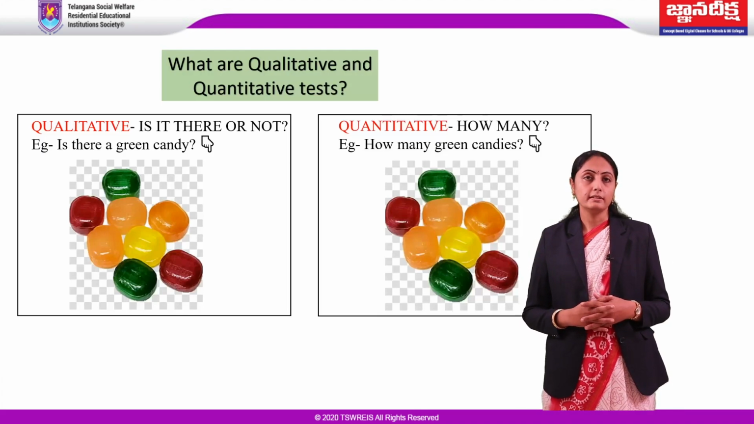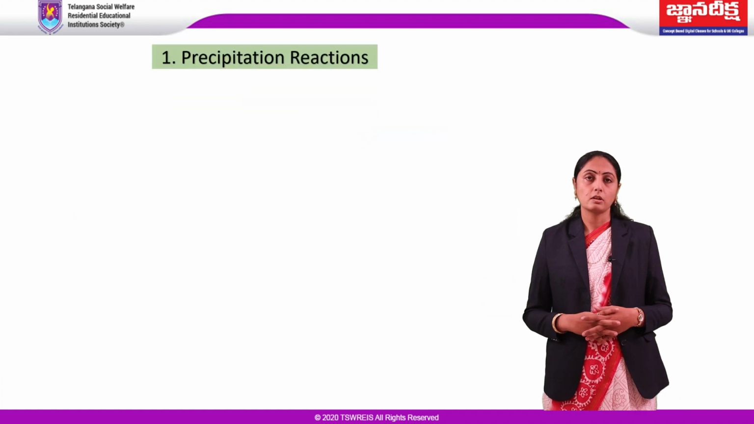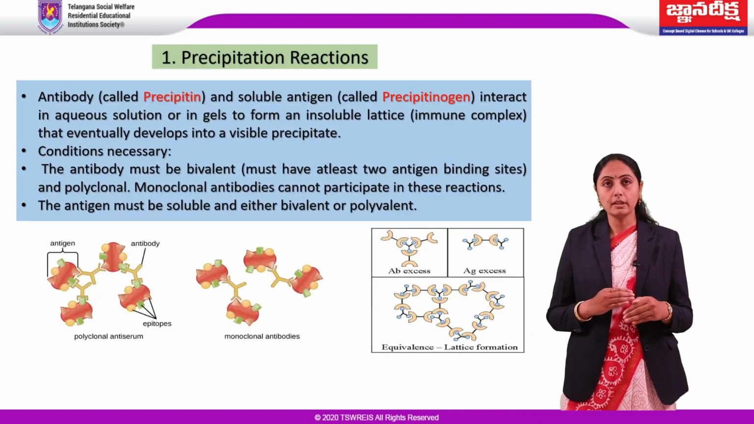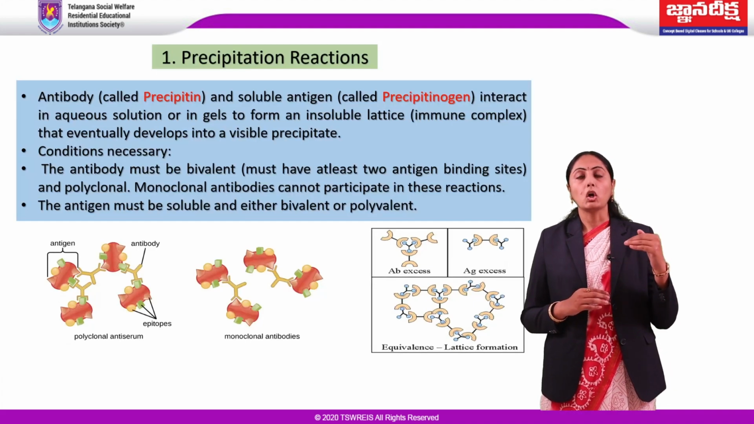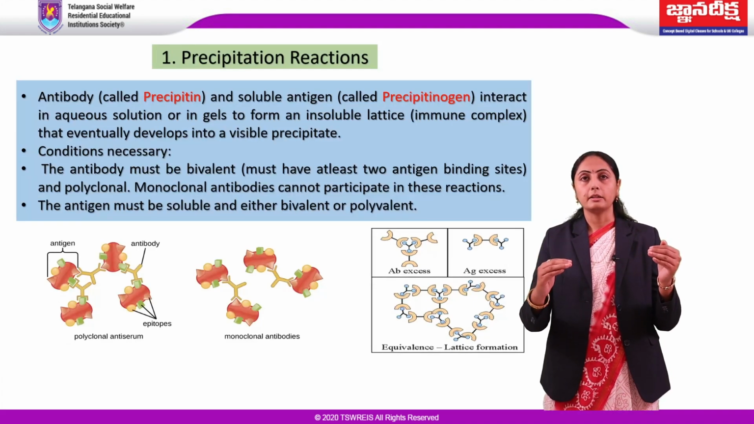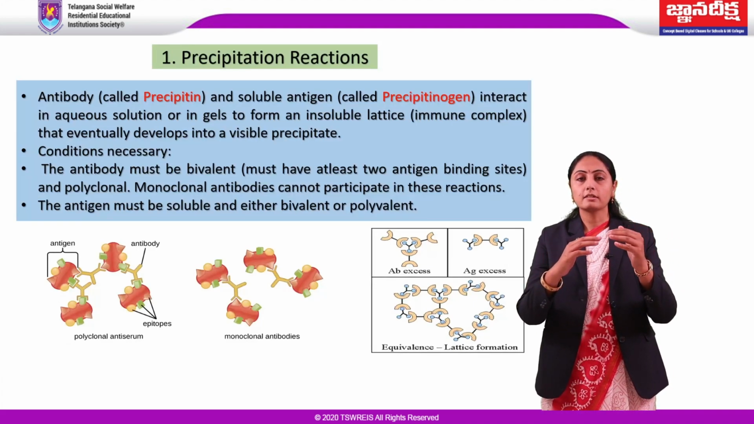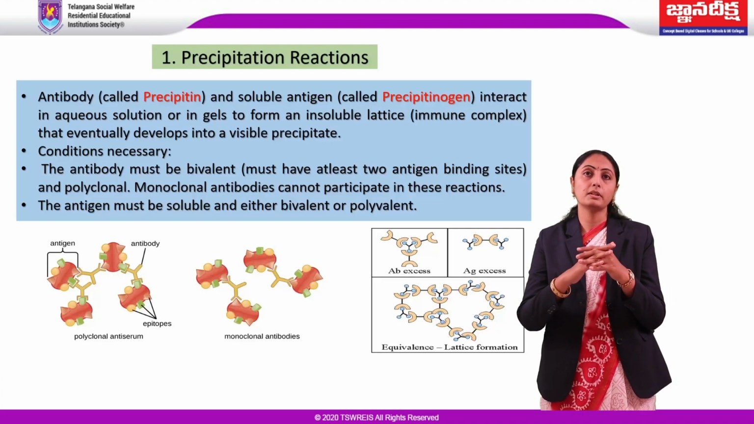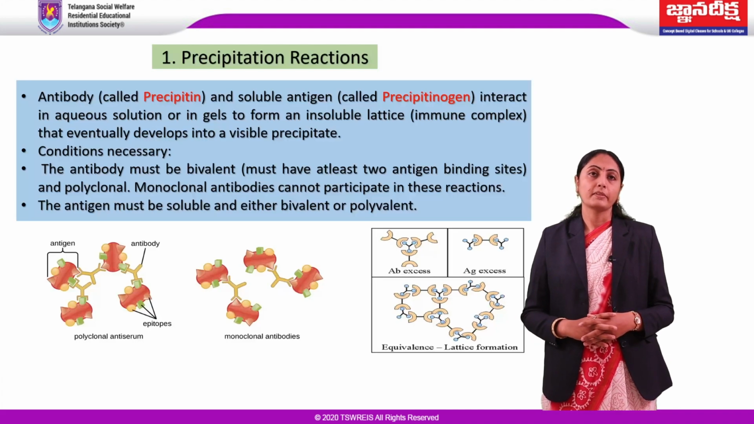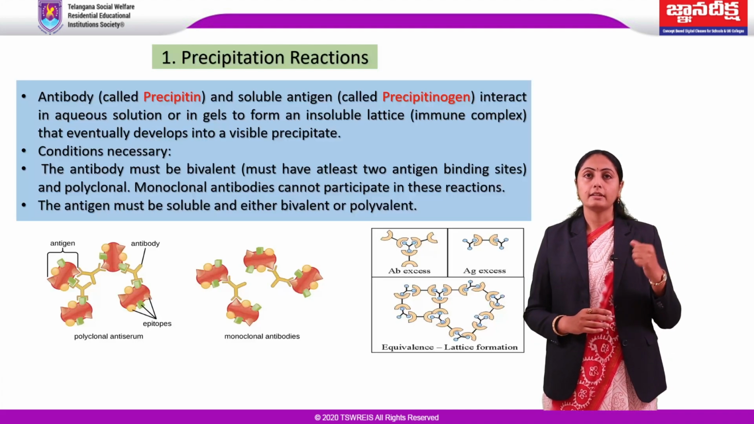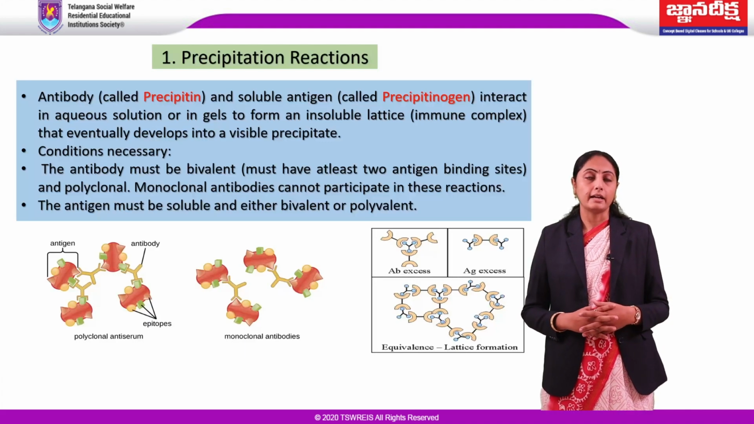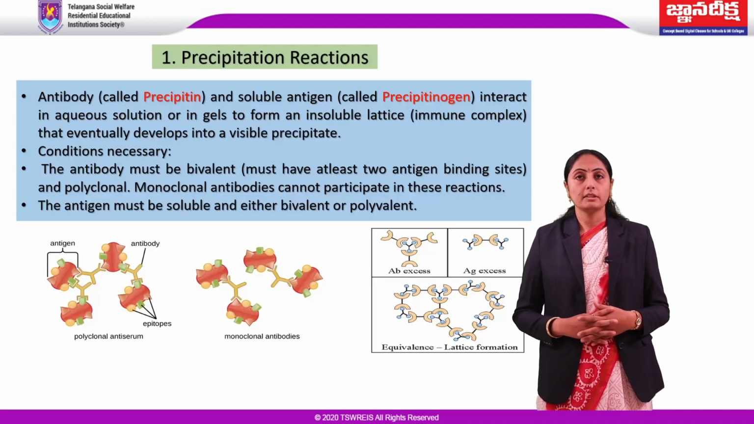Let us start with precipitation reactions. When an antibody reacts with a soluble antigen under optimal antigen-antibody ratio, it will result in the formation of an insoluble lattice visible as a precipitate. The reacting antibody is called a precipitin and the participating antigen is termed precipitinogen.